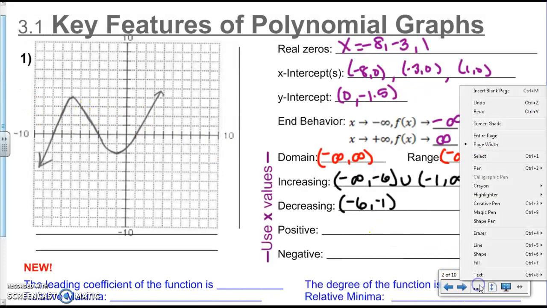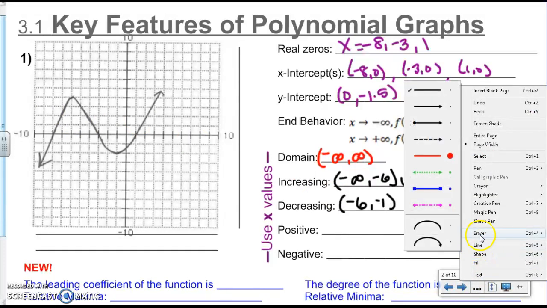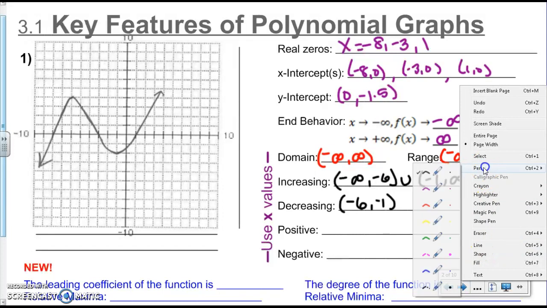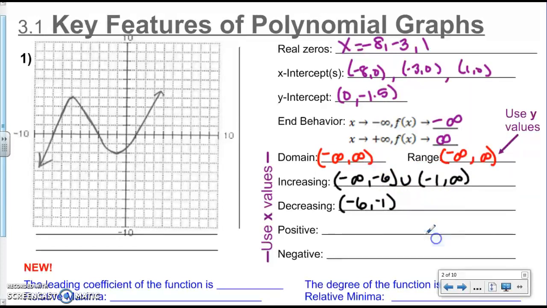Okay, so let's now talk about positive and negative. My positive and negative are always split up along my x-axis because positive is above the x-axis and negative is below. So the numbers I'm going to use for that are always going to be the same as my x-intercepts or my zeros. Okay, so I have -8, -3, 5, and then I just add my infinities on the side. So negative infinity, positive infinity.